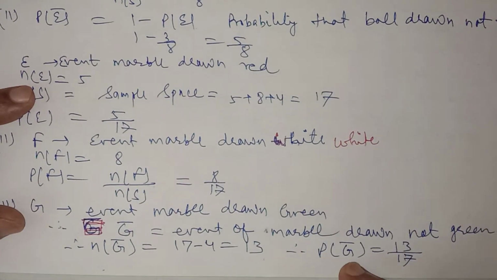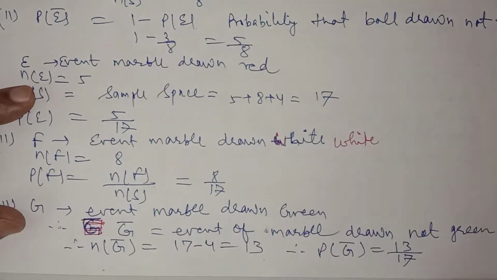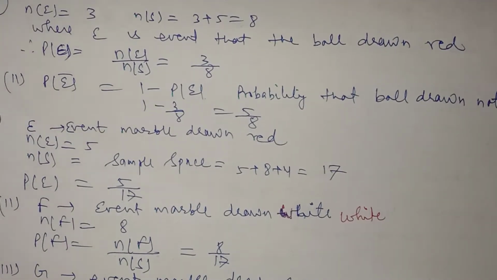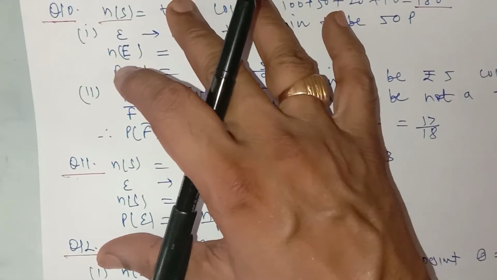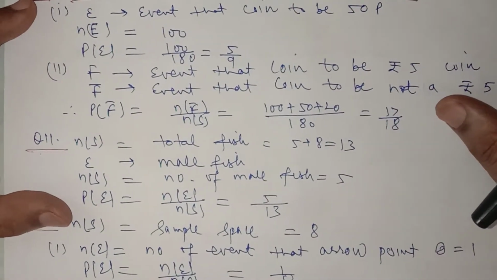So you have to write like this: the probability of G naught means that it should not be of the green color. So all balls except green, that is red and white, that is 5 plus 8, that is 13 upon 17. So this is question number 9 of your NCERT book. Now let us take question number 10. Now some coins are there.